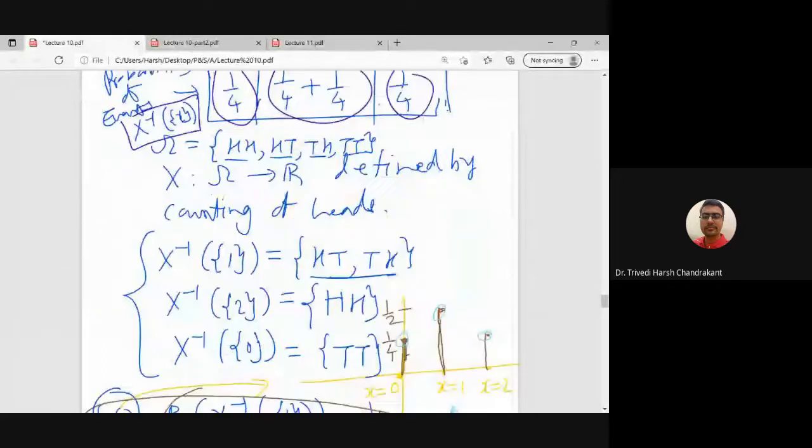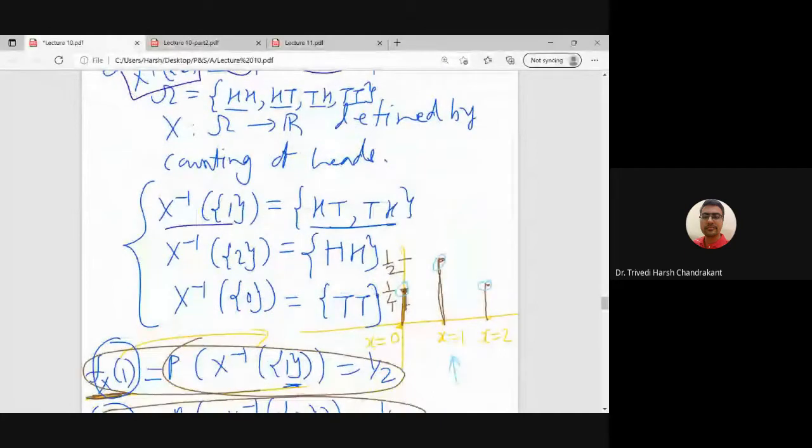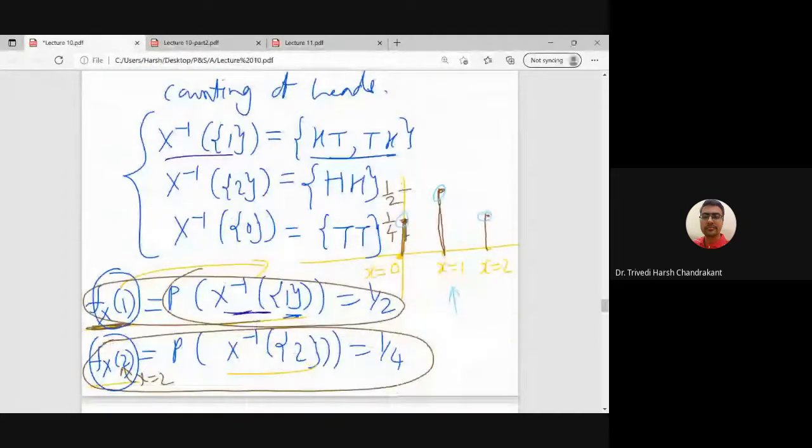And then once we know this, we denote this number, the probability of these events. These are the events. Right? Collection of outcomes is an event. They are disjoint events. So we can find the probability of each of these events. That is our probability mass function.